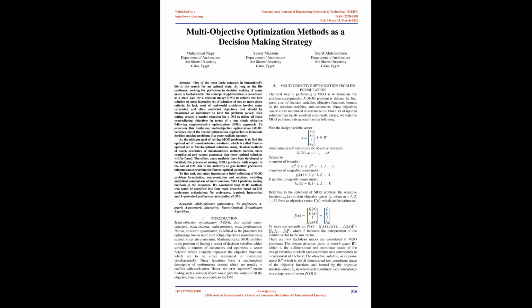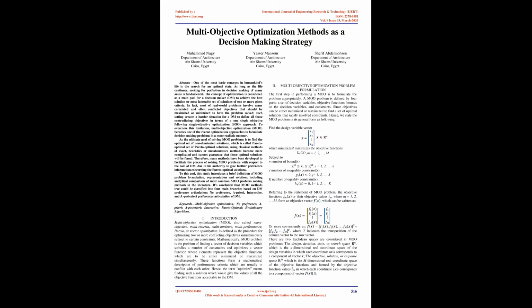most favorable set of solutions of one or more given criteria. In fact, most real-world problems involve many correlated and often conflicting objectives that should be maximized or minimized to have the problem solved. Such a setting creates a harder situation for a DM to define all those contradicting objectives in terms of one single objective, following the single objective optimization (SO) approach.